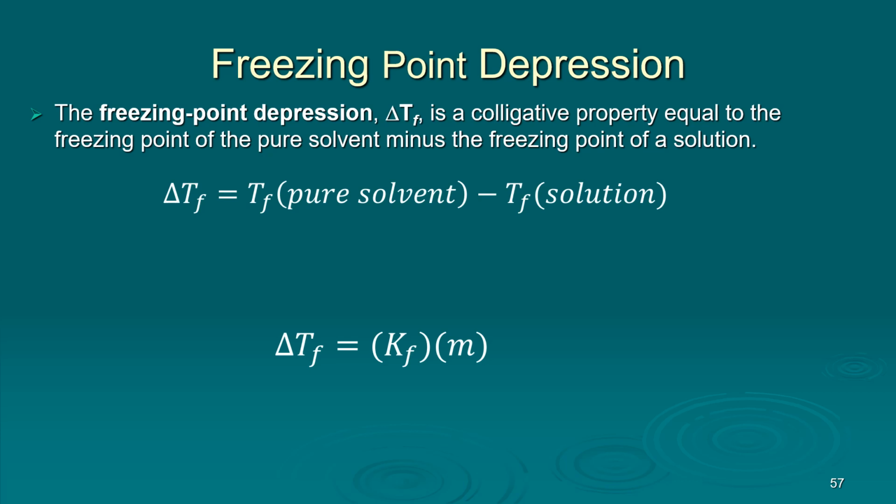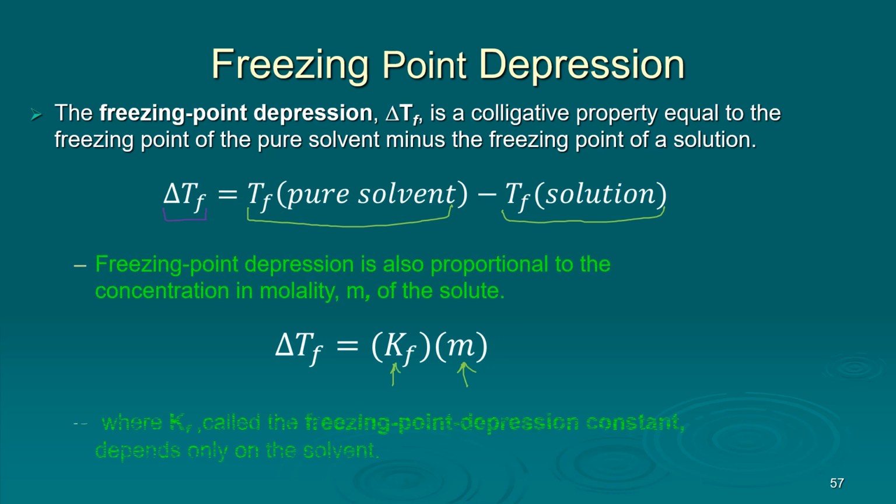So the same kind of equation is used for freezing point depression. Delta TF is also a colligative property. Delta TF is the freezing point of the pure solvent minus, because it's going down, the freezing point of the solution. And delta T is related again to the molality of the solute. So it's the molality of the solution times Kf, and again Kf is just found depending on the solvent in question.